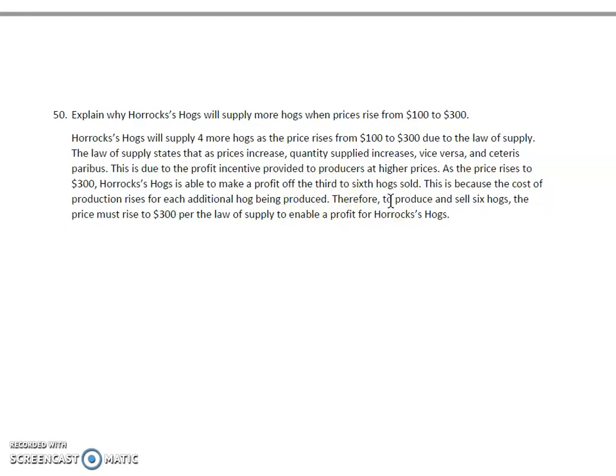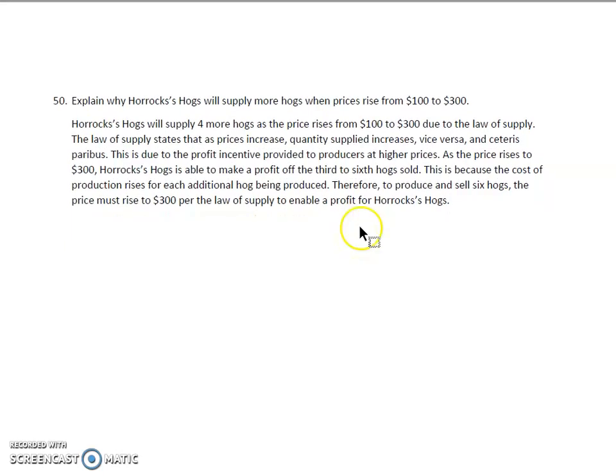If I was to try and sell 6 hogs at $100, I wouldn't make a profit off these 3rd to 6th hogs. But by the price increasing to 300, I can now make a profit off these additional hogs. This is because the cost of production rises for each additional hog produced, and we're going to touch on this a little bit further in this class. So then I sum it up by making the connection between profit, price rise, and law of supply.